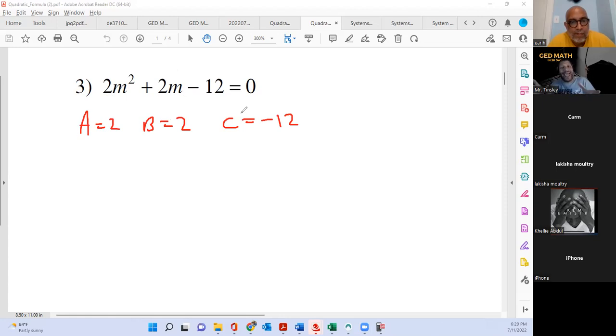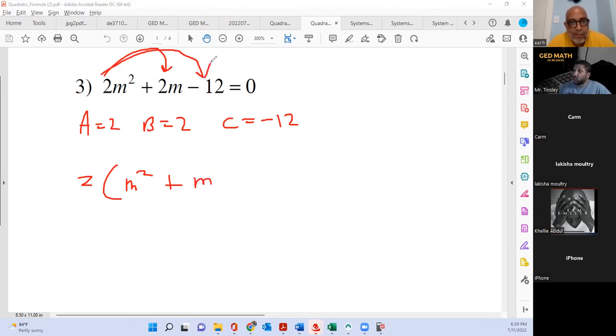Now, once you see A is not equal to 1, the first thing you're going to do is see if you can factor A out of each term. So does 2 go into 2? How many times? 1. So we get m squared plus m. And how many times does 2 go into 12? 6 times. But it's negative, see that negative? So negative 6. So when we pull a 2 out, we get m squared plus m minus 6.